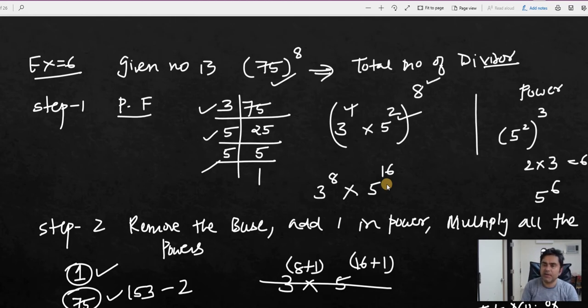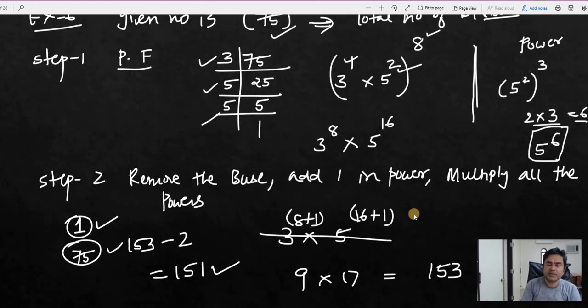Now please understand the rule of a power. The rule of a power is saying that when there is a power inside the bracket and there is a power outside the bracket, then these two powers will get multiplied. Now what is the number over here? It is 8 multiplied by 1, so 3 to the power 8, and 8 multiplied by 2, so it is 5 to the power 16. So this is the number.